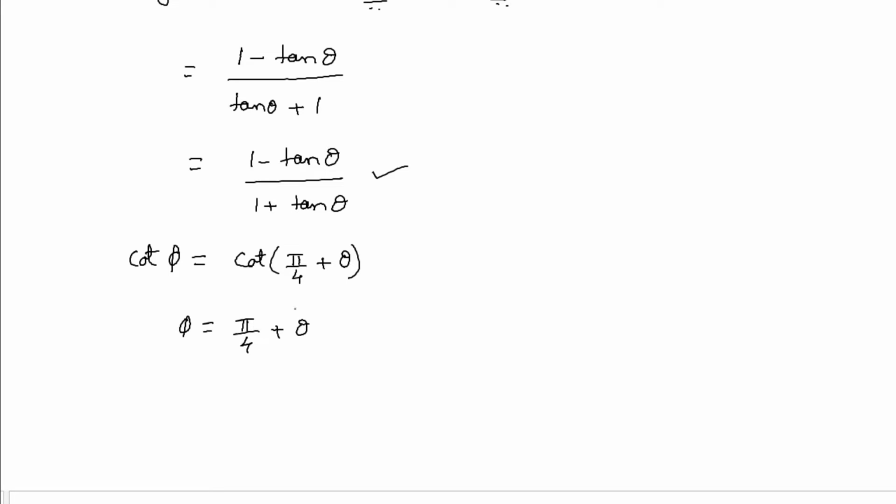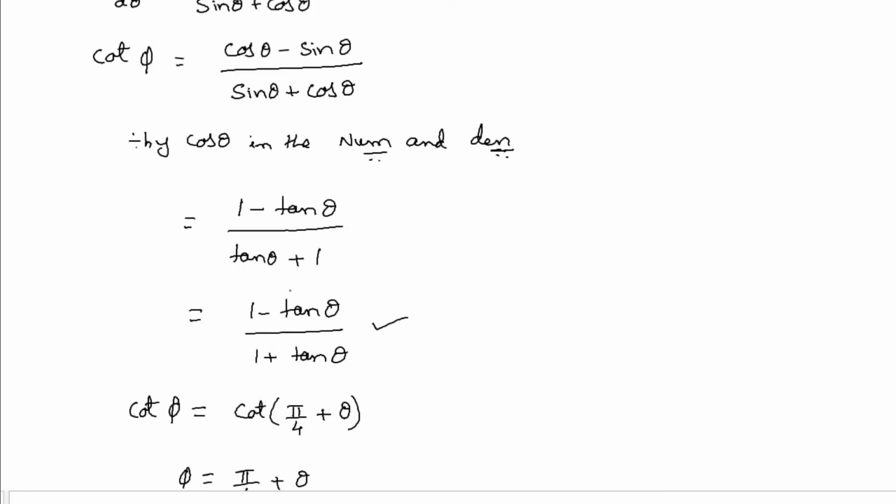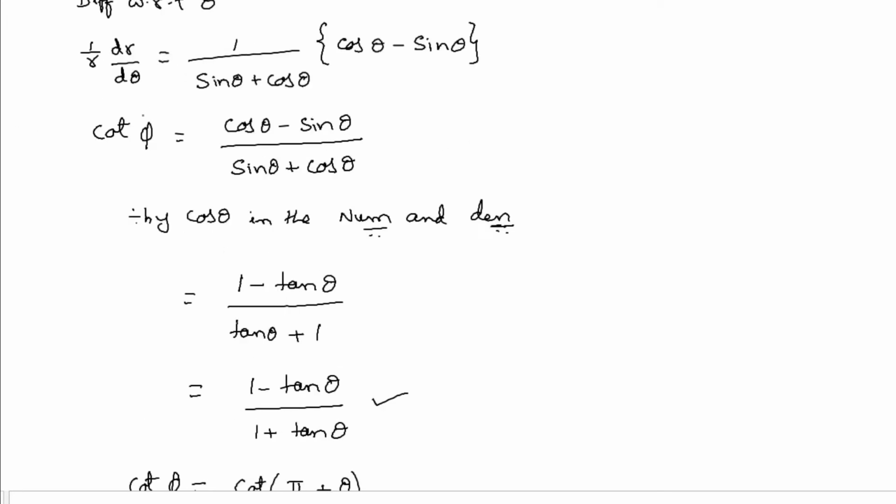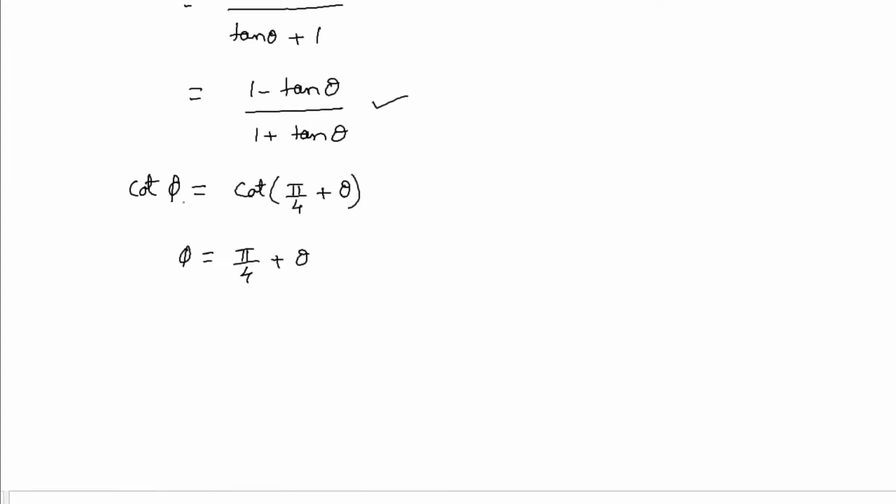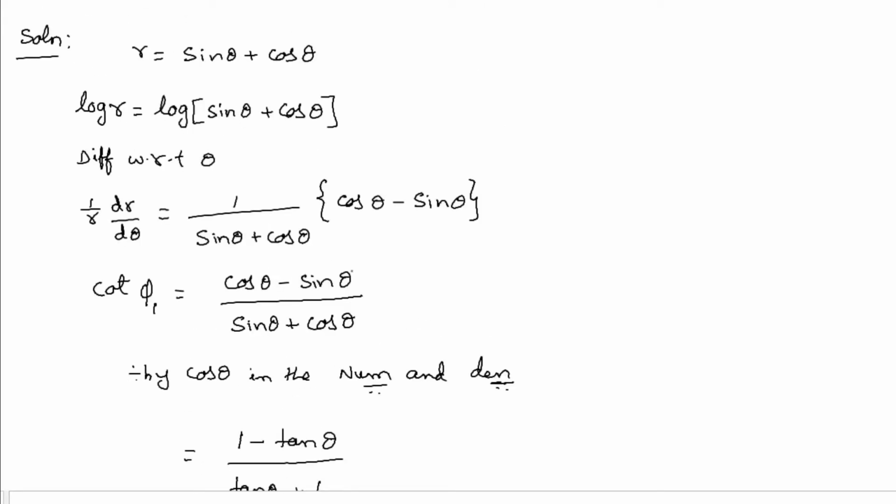Since this is the first curve, and I have found cot of phi for it, I need to find cot of phi for the second curve. Just to differentiate between the angles, for the first curve I'll be taking cot of phi 1. Therefore we get phi 1 equal to pi by 4 plus theta. For the second curve I'll be taking cot of phi 2.